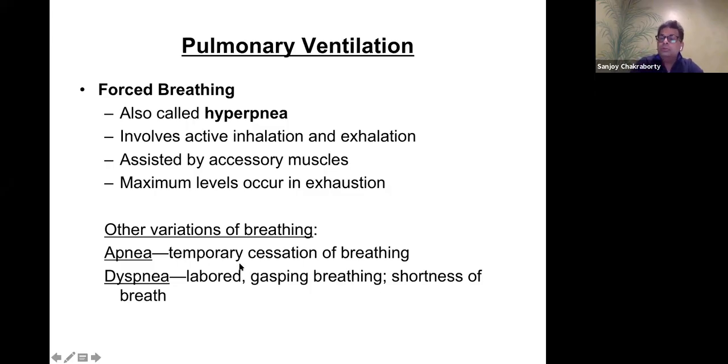So we do not need to know this right now, because this is not a class where we talk about disease a lot, but I'm going to mention it. Dyspnea is shortness of breath. The reason could be anything. If I ask a question regarding this, I'm not going to ask what causes dyspnea. I'm going to ask, labored or gasping breathing is known as?